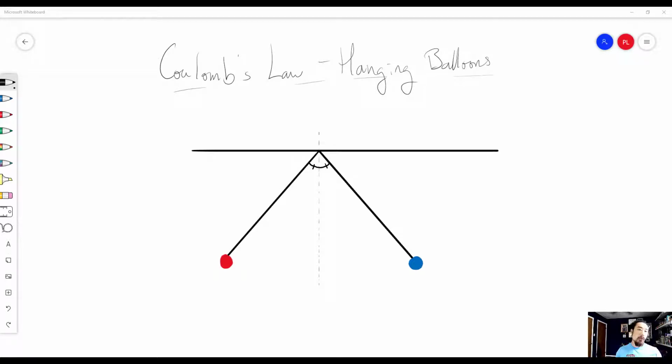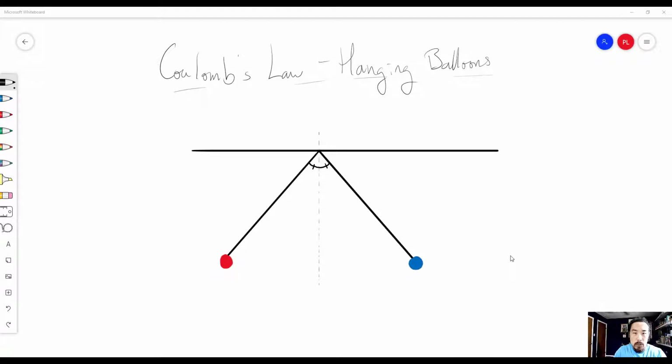In this video, we're going to go over Coulomb's law. Now, this is a very specific scenario. This is Coulomb's law for an object that is hanging. And for the sake of this video, we're going to say that the hanging objects are balloons. They can be anything from very lightweight objects, but we're going to use balloons today.